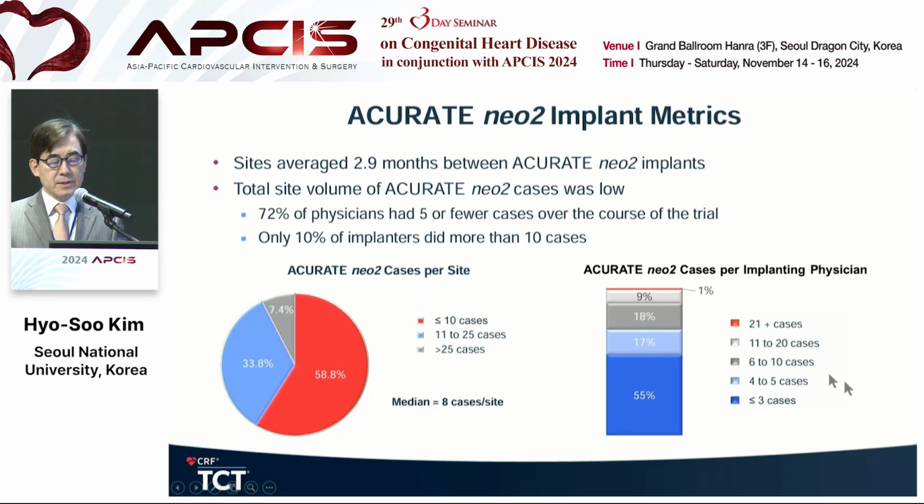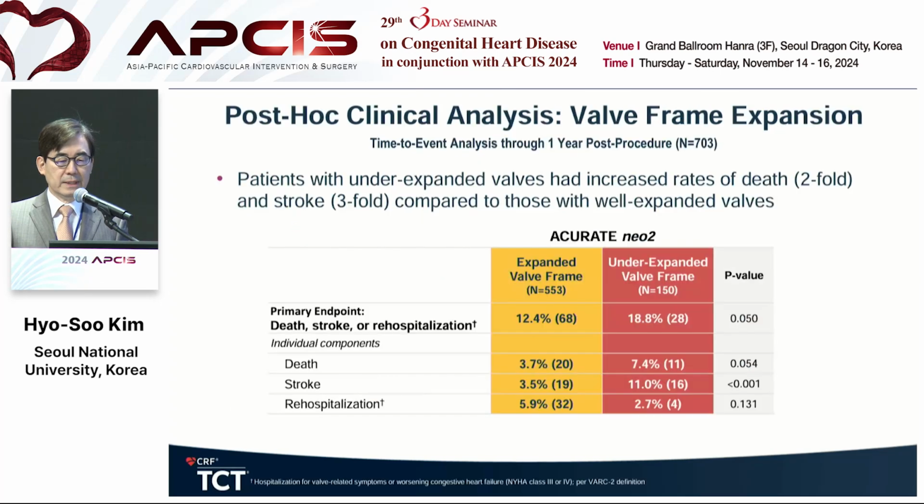Why did such events happen? Because of implanters. About 70% of implanters had 5 or fewer cases of Accurate. Really novice. 50% had fewer than 3 cases. 20% had fewer than 5. Overall, fewer than 20. Just 10% of physicians had 20 cases of AcurateNeo. That is a very important issue in the TAVI field.